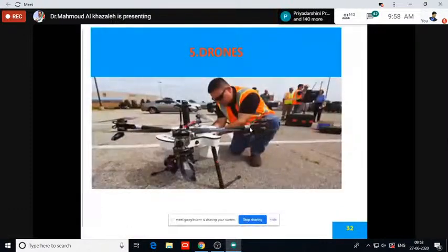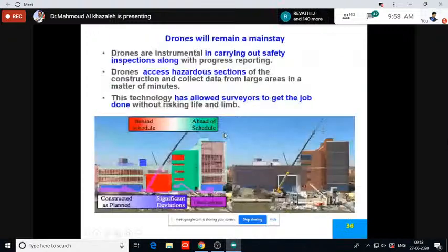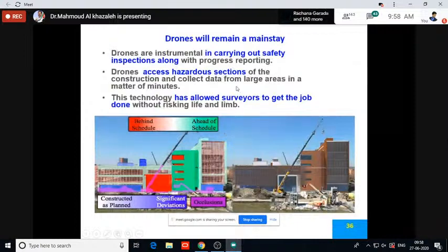And the next point is drones used in technology. Today, this system enables users to align a set of photographs with a 4D building model to allow new modes of construction site monitoring. Even surveying work can be done with drones. Even inspection, safety procedures, safety precautions, everything can be done with drones. Even irrigation, even controlling the environment, everything can be done with drones today.